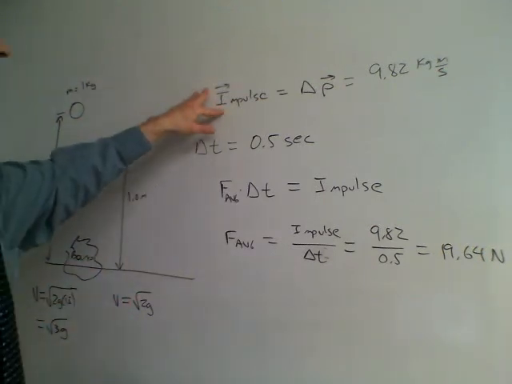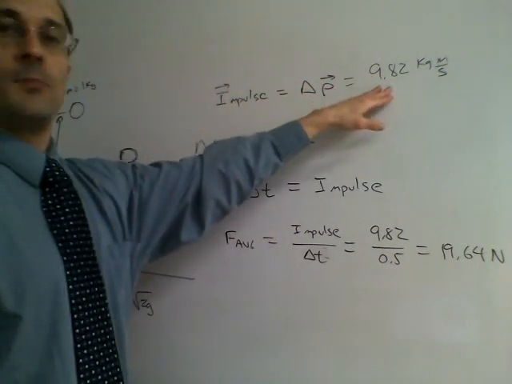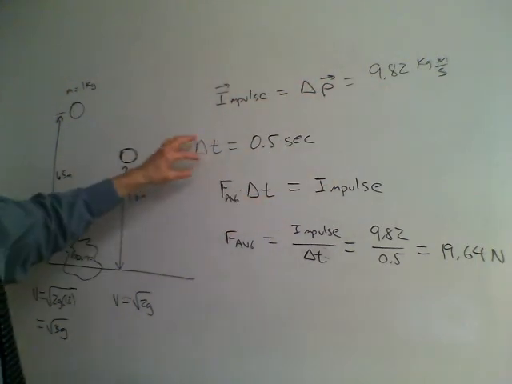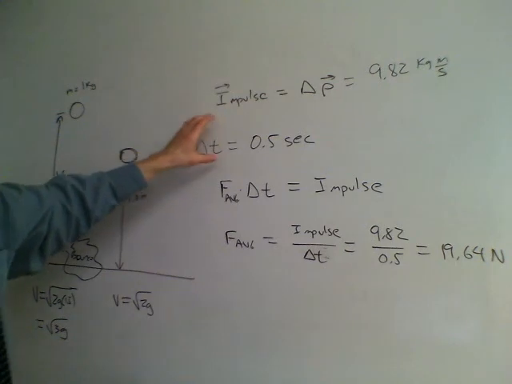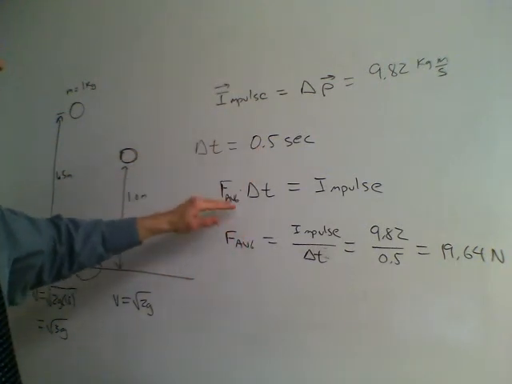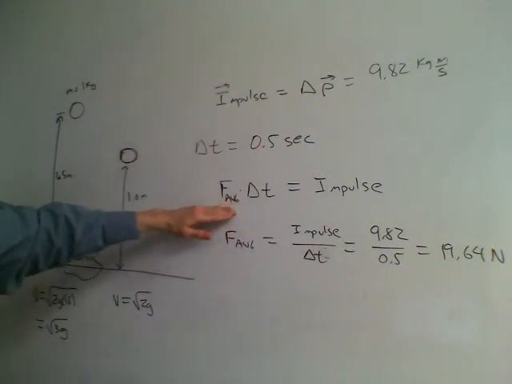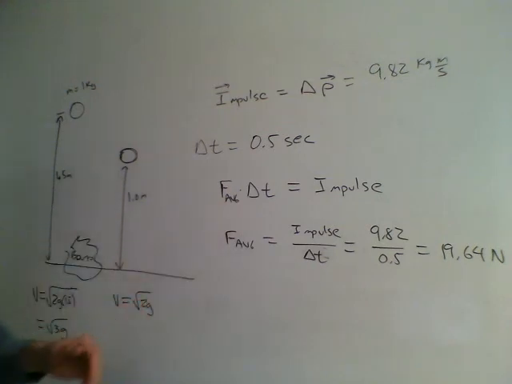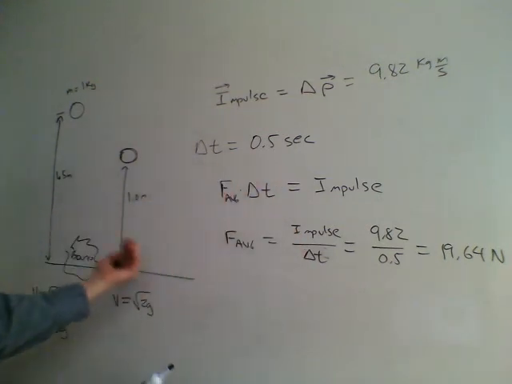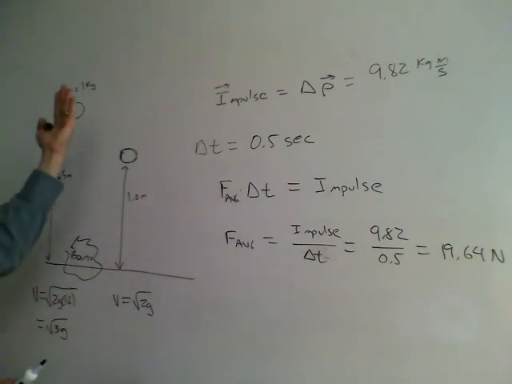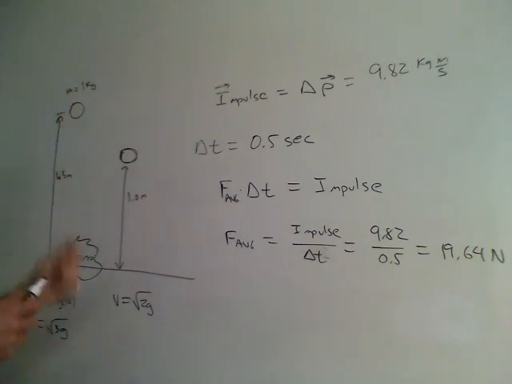That enabled us to get the impulse, which turned out to be 9.82. We said, well, it interacts for about half a second. So using that, we were able to calculate the average force that the ground exerted on the ball. And again, the average force is positive because the impulse is positive. The ball is being pushed up by the ground.